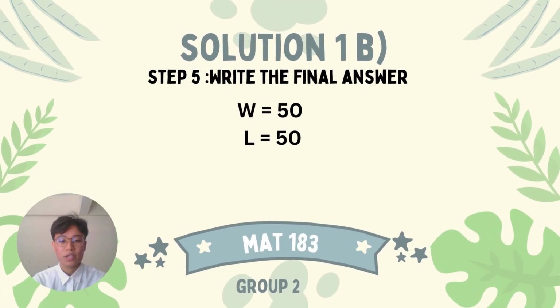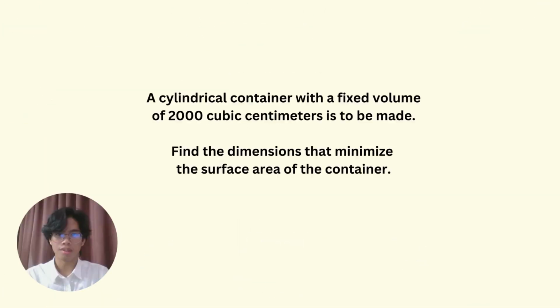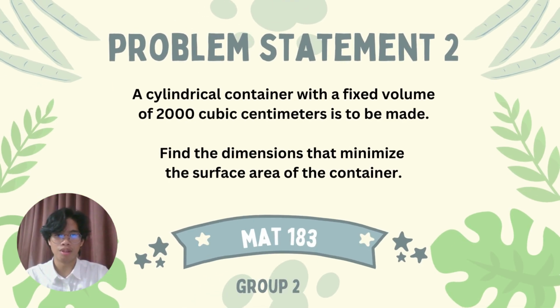As for the final step, we write the final answer that we obtained from the values in the entire solution. In this case, we got W as 50 and L as 50, thus answering question 1b. Next, we proceed to problem statement 2. The question is, a cylindrical container with a full volume of 2000 cubic centimeters is to be made. Find the dimensions that minimize the surface area of the container.